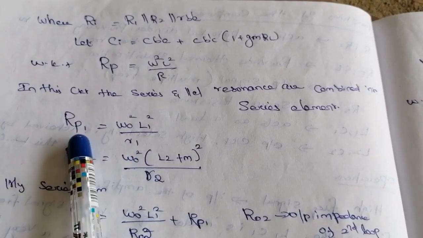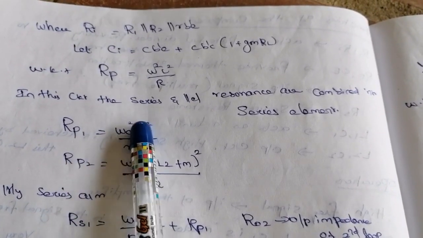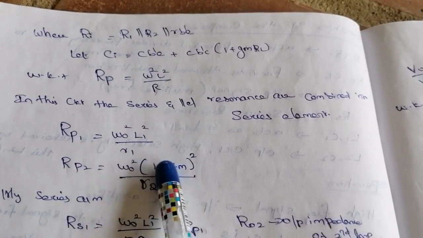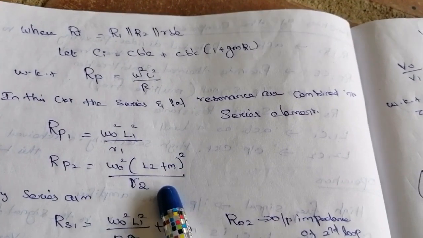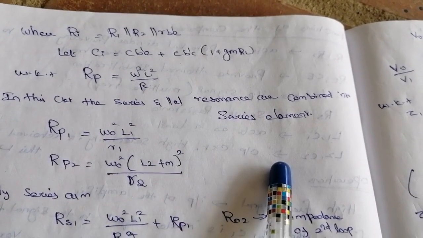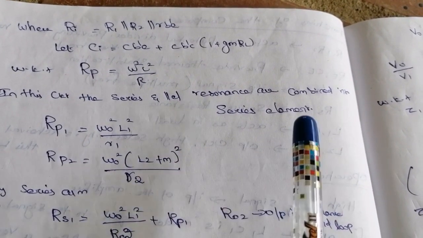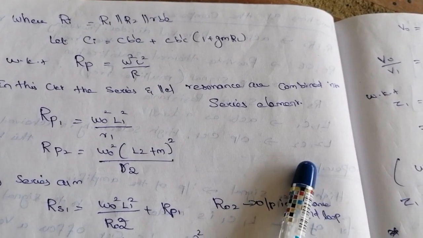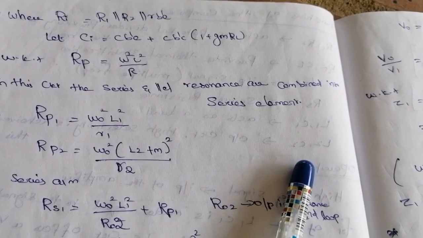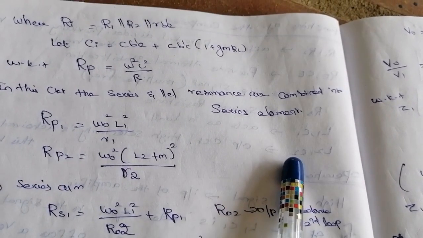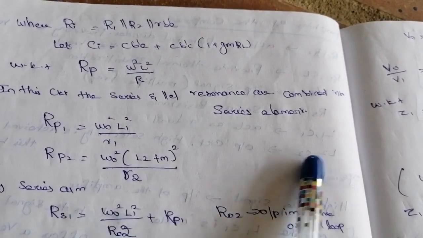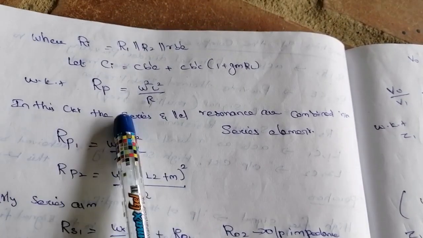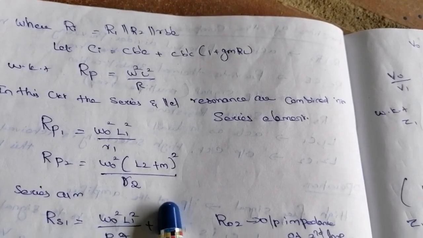Let's first consider Rp1, the parallel combination, that is omega naught squared L1 squared divided by R1. Rp2 is omega naught squared (L2 plus M) the whole squared divided by R2. Because in the second configuration, that is the second tune circuit, we have a mutual inductance. With the help of the mutual inductance coupling, we connect the first tank circuit to the second tank circuit. So in the second circuit, we have to consider the mutual inductance.